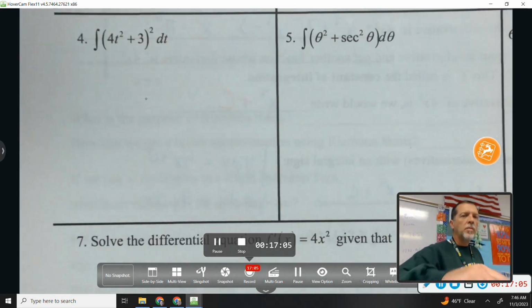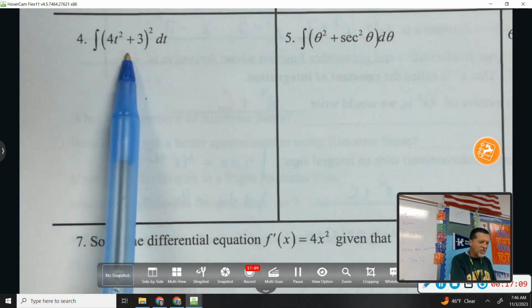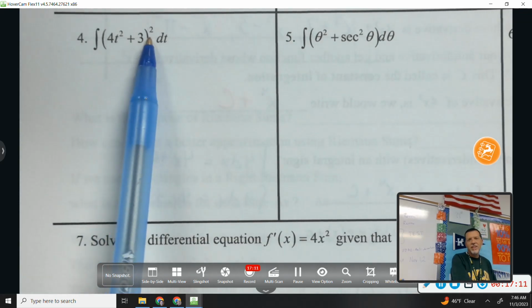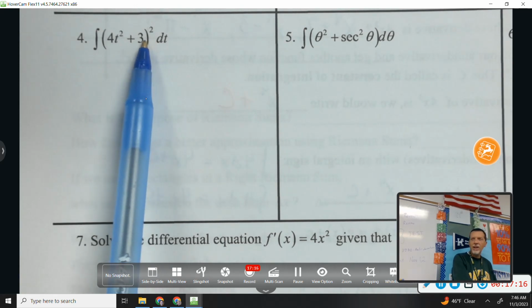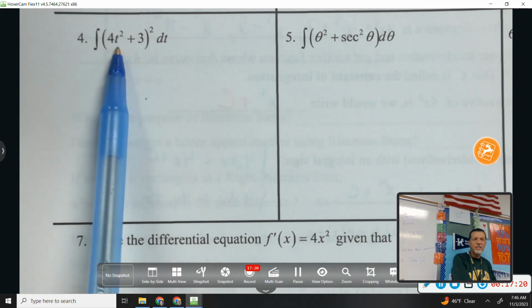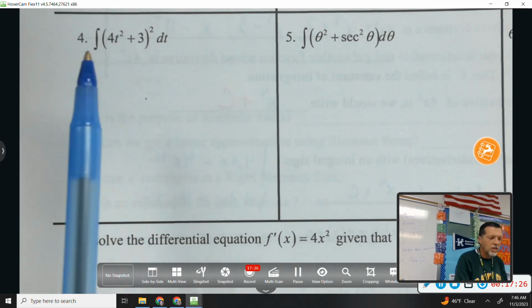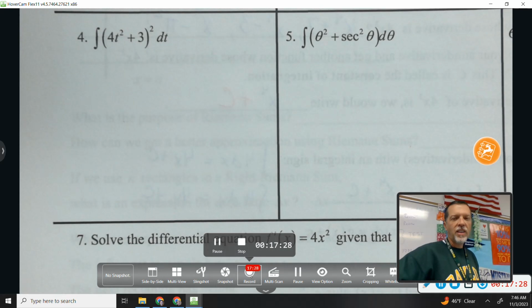On number 4, again, there's not really a chain rule for antiderivatives. So right now I kind of only have one option here. Before I take the antiderivative, what should we do? Yeah, FOIL it out, square it out. So I'm going to pause and let you try that one.